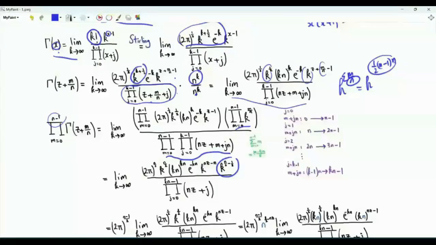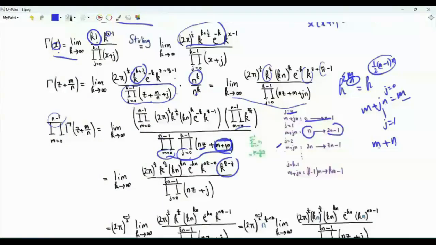We have a product over m from 0 to n minus 1, g from 0 to k minus 1. Here we have nz, and we have m plus gn. Let's investigate this part here as m and g take their respective values. If g is equal to 0, m plus gn is equal to m, and m goes from 0 to n minus 1. If g is equal to 1, we have m plus n. M is in the range from 0 to n minus 1, so m plus n is in the range from n to 2n minus 1.